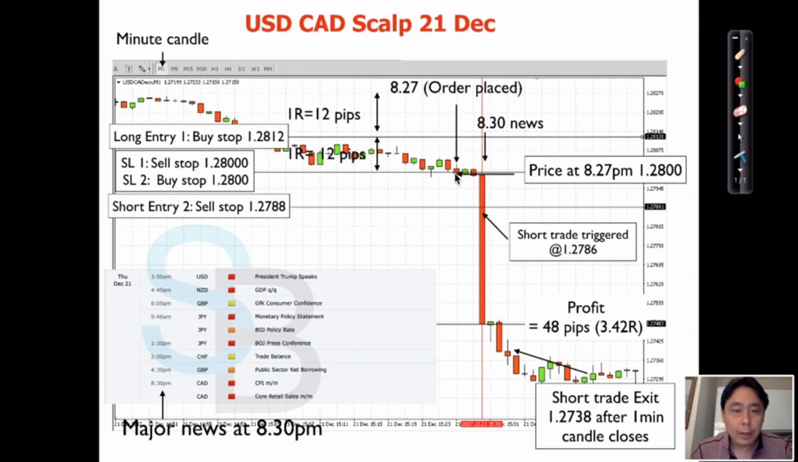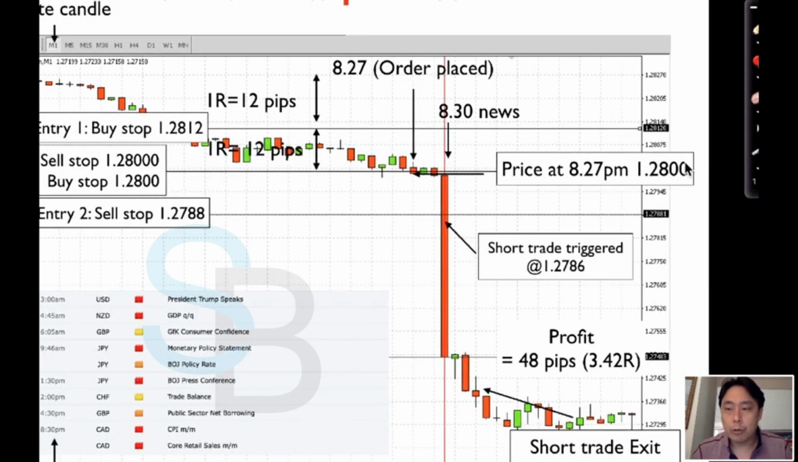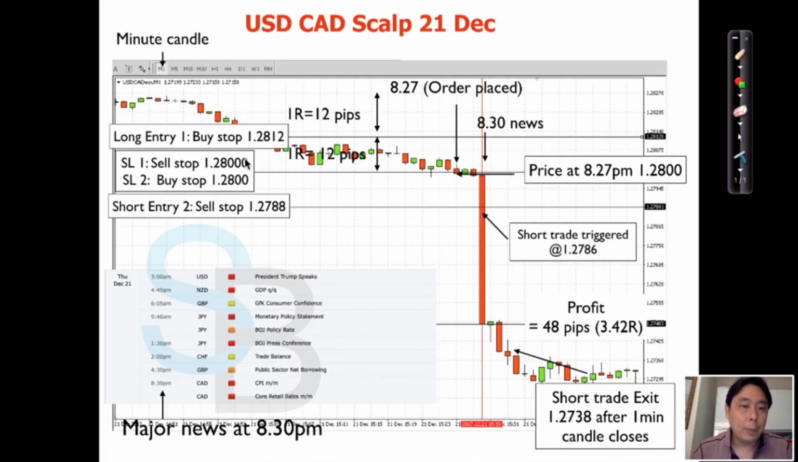So at 8:27, I checked the market price. It was 2800 at 8:27. So what do I do? I place my buy stop order at 2800 plus 12 pips, that's 2812. Okay, and my stop loss is at the market price at 2800.